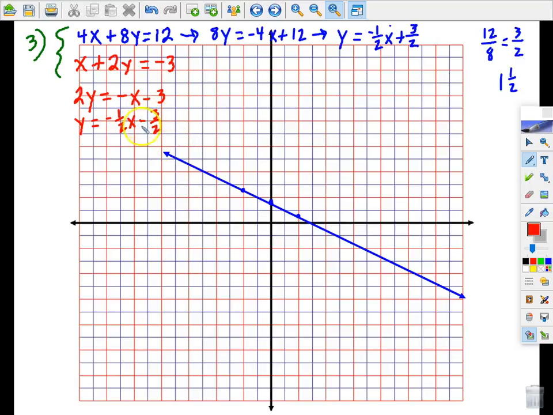So let's plot a -1.5 y-intercept and a -1/2 slope, up 1, left 2. Okay. And let's draw the red line that corresponds to the red equation.